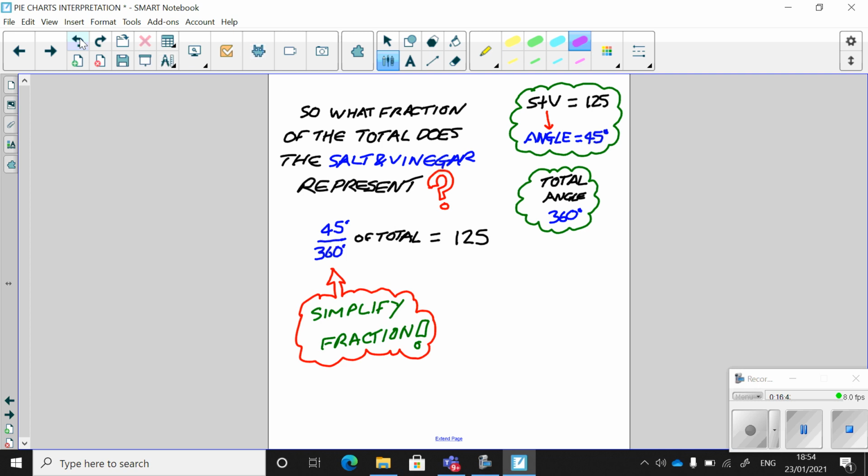So what we're going to do is maybe simplify the fraction 45 over 360. Use a calculator or use your brain. So how many? Okay, so you could divide by 5 top and bottom. It would simplify it. Or eventually, if you use a calculator and a fraction, and even if you use your brain, it looks like it's a half of a quarter in there, which is an eighth. Just going back to the pie chart. So we've got an eighth of the total here is 125.